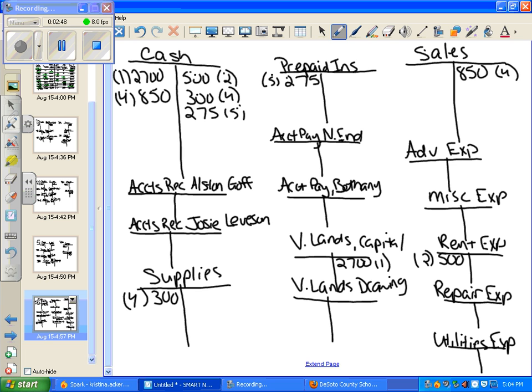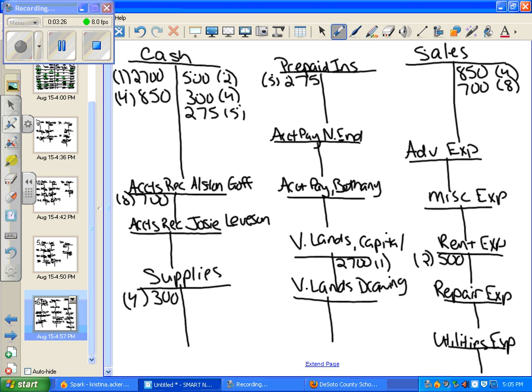On the 8th, sold services on account to Alston Golf, $700. If you see the phrase sold services, it means that we have sales. So we're going to have sales of $700, and that is on the 8th. And the amount of accounts receivable for Alston Golf is going to increase by $700. His balance is going to increase, so we're going to increase that accounts receivable with a debit.